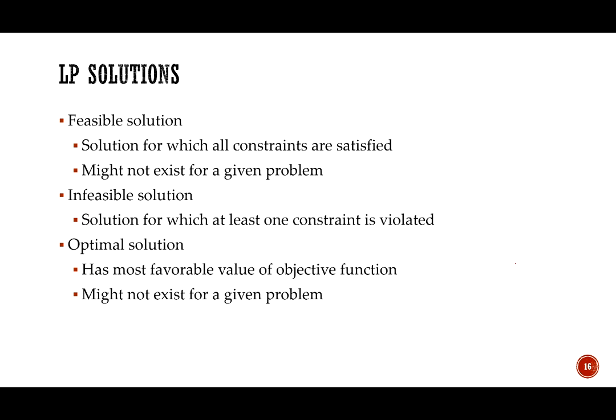It's just infeasible to find some solution which meets all constraints at the same time. And the other one which we are more interested in is optimal solutions. It means that it has the most favorable value of the objective function. And again, might not exist for a given problem. So it's possible that when we solve a model in Python we don't get any optimal solution. But once we get the optimal solution, it means that this is the best solution. There is no other way to improve our objective function. So in the next lecture, I will discuss implementation, how we can solve LP models using the GurobiPy library.